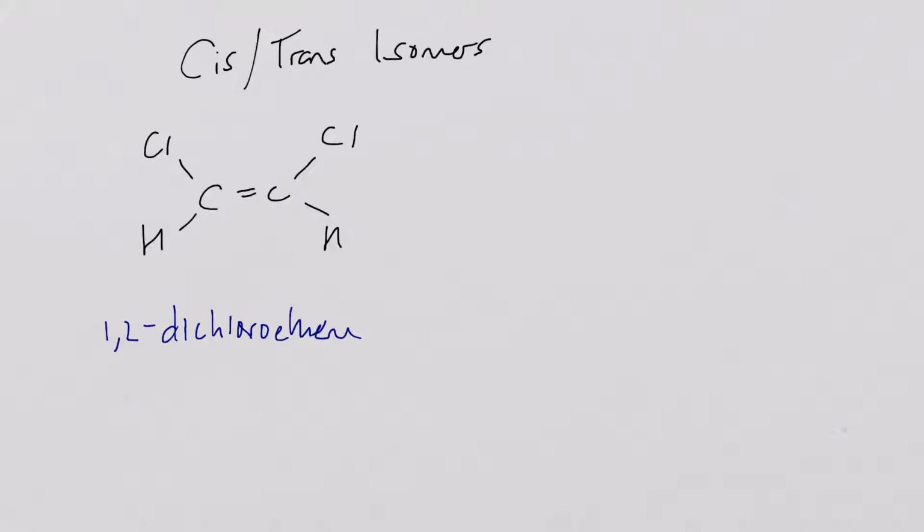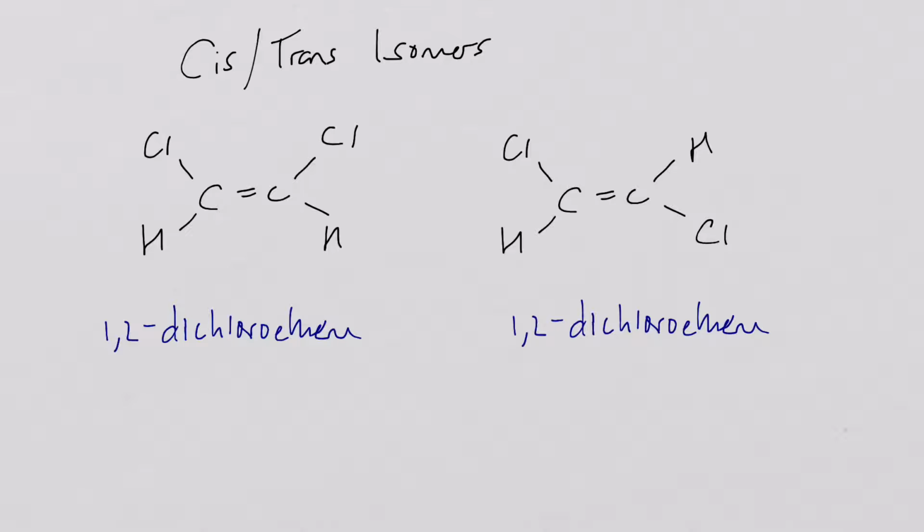If I select this and paste it over here, what I'm going to do now is swap these two over. So I'm going to put a chlorine here and an H here. You should see that that is also 1,2-dichloroethene. There's a chlorine on carbon number 1 and a chlorine on carbon number 2.